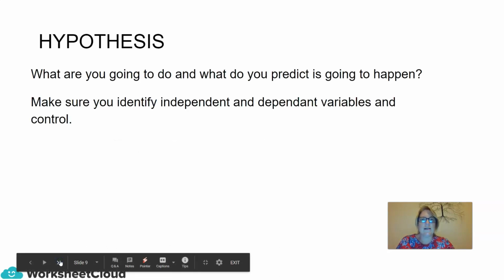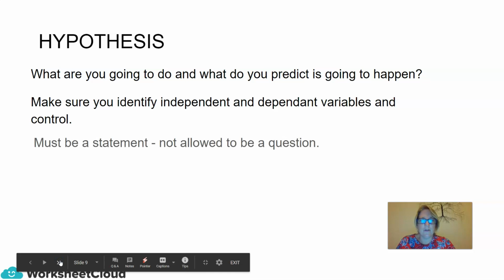Then you need to be able to write a hypothesis. So what are you going to do in this experiment, and what do you predict is going to happen? And you also need to ensure that you are able to identify the independent and dependent variables. So remember, the independent variable is the input, the dependent is the output. So the independent are the different criteria that you are wanting to investigate. The dependent variable is your results that you are recording. What are you getting out?